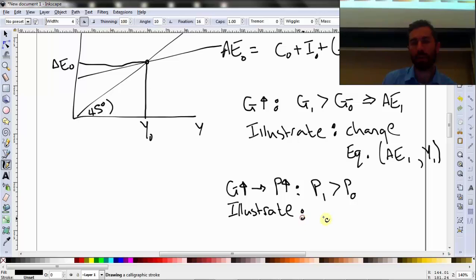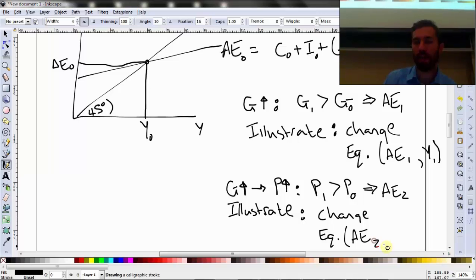Same thing, I'd like you to illustrate the change, and I'd like you to illustrate the new equilibrium. Sorry, this change in price level is going to lead to a new aggregate expenditure relationship, AE2, and your new equilibrium levels of aggregate expenditure, AE2, and output, Y2.